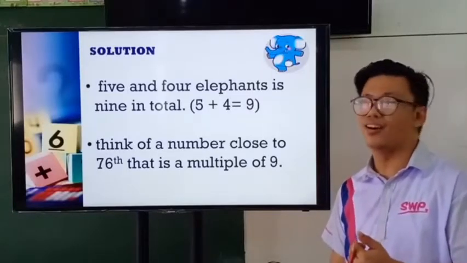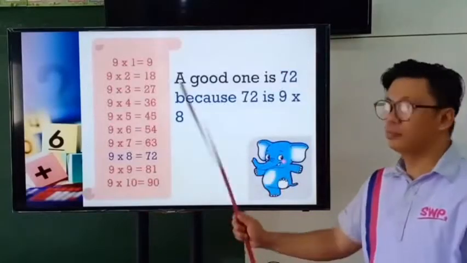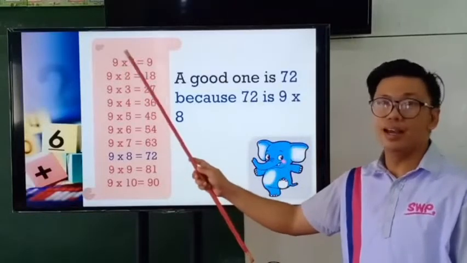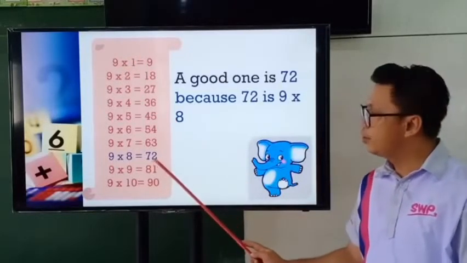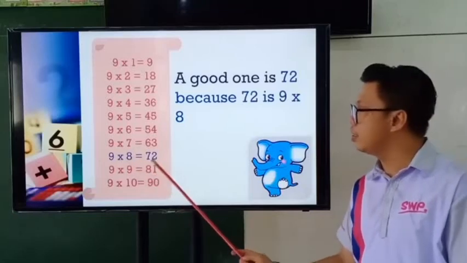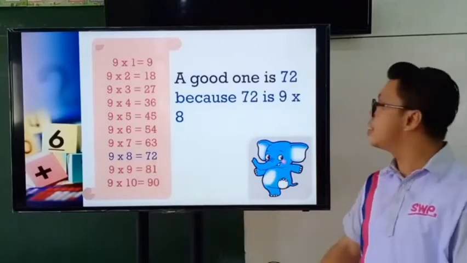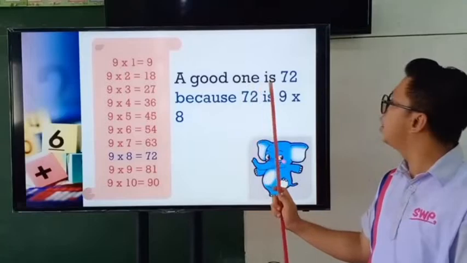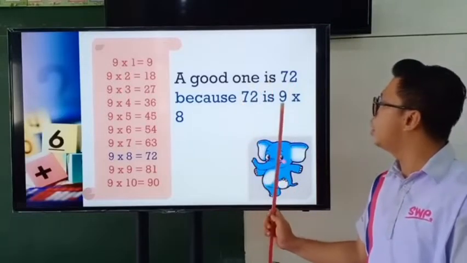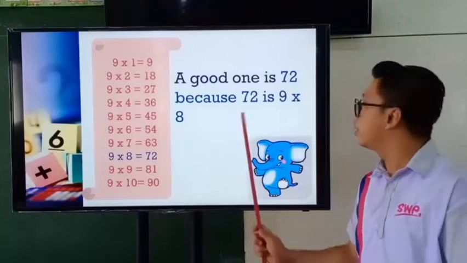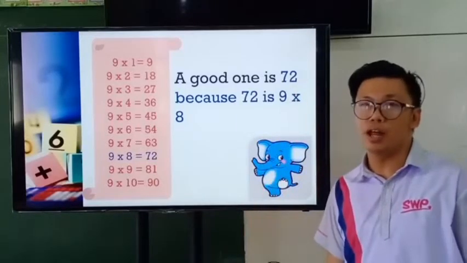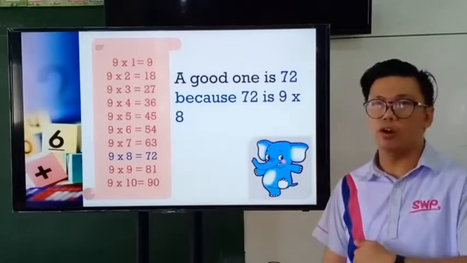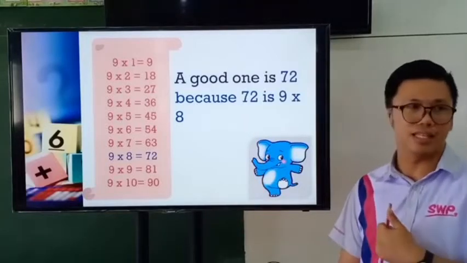Did you get it? Okay, now let's go to the next step. We have here the times table, so we use the 9 times table. Again, 9 times 8 equals 72. 72 is the number close to 76. A good one is 72 because 72 is 9 times 8, and 72 is a close number to 76.